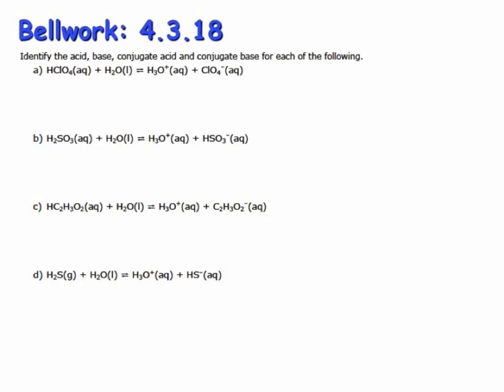So HClO4, what is that? Acid. H2O is? H3O plus is conjugate acid, while ClO4 is conjugate base. Base goes with conjugate acid. Acid goes with conjugate base.